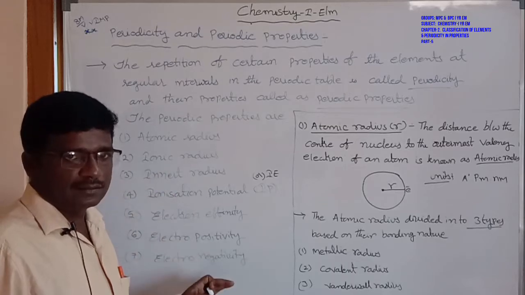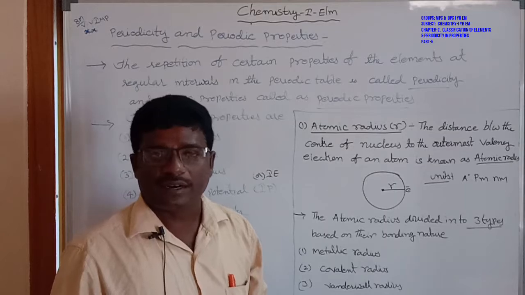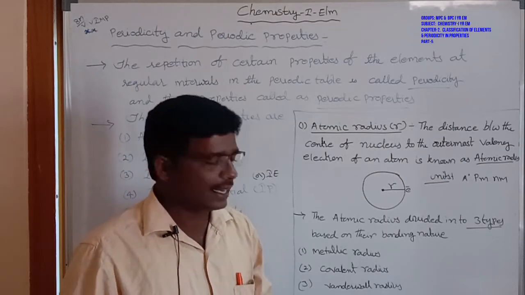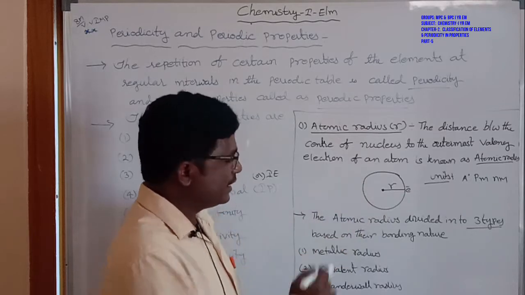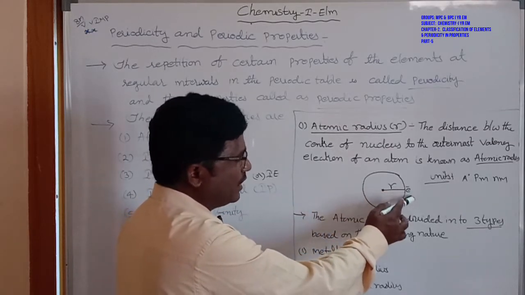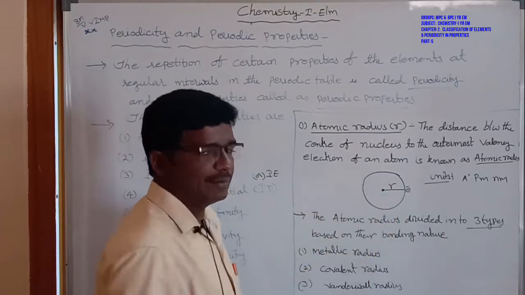The first periodic property is the atomic radius. What is atomic radius? Any atom consists of a nucleus at the center. The distance between the center of the nucleus and the outermost electron of an atom is called atomic radius.